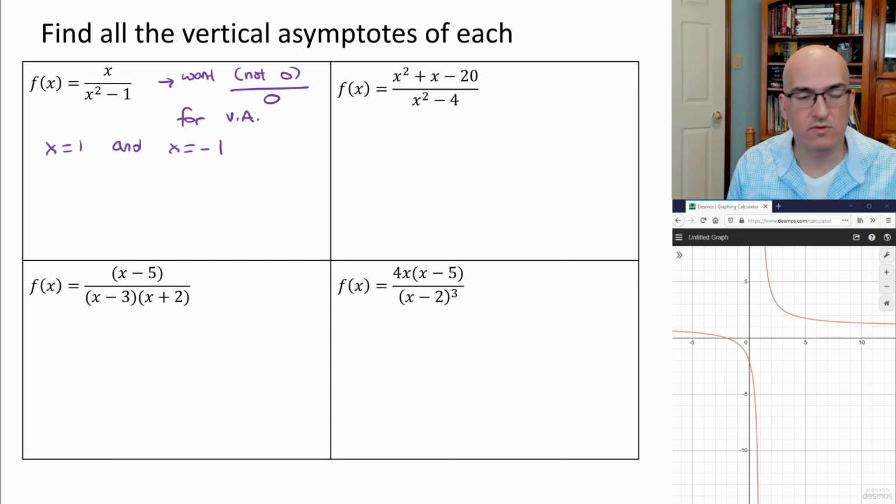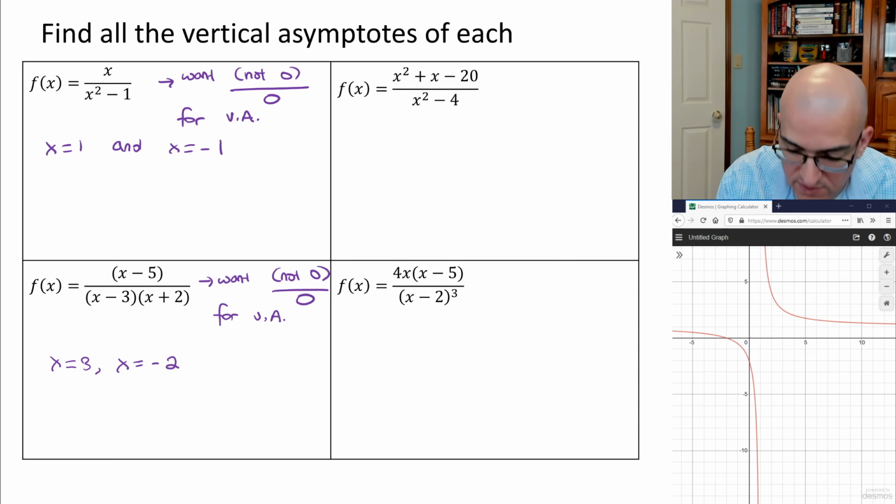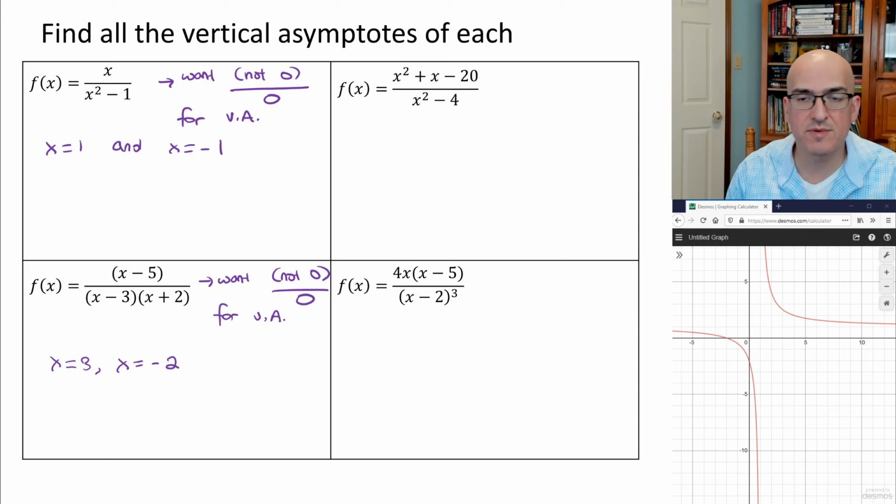Okay, one down below. When do we have not 0 over 0? We want not 0 over 0 for vertical asymptote. x is equal to 3 and x is equal to -2. Just making sure we double check that the top is not also 0 at either of those x values, and it's not.